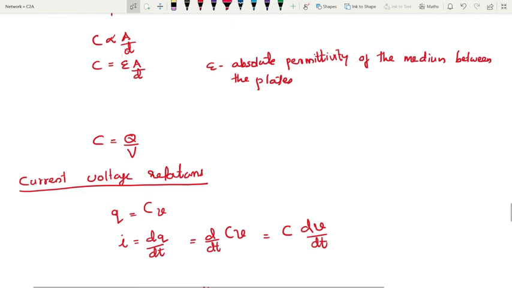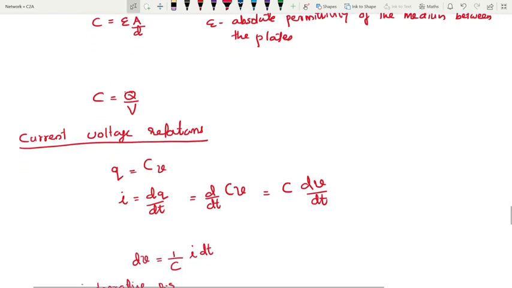Now let's see the current voltage relations in the case of a capacitor. We know Q is equal to C into V. We know the expression for current as dq by dt. So instead of Q we can write this expression. Now I is equal to d by dt of CV, that is C into dV by dt. From here we can write the expression for dV as 1 by C I dt.